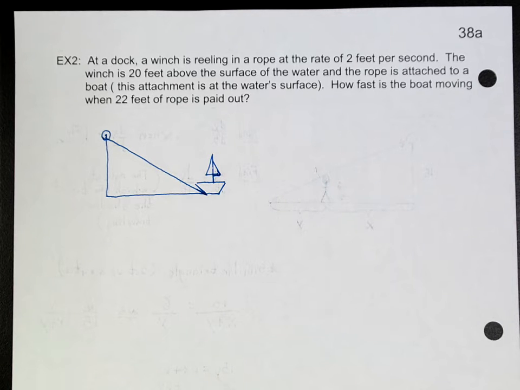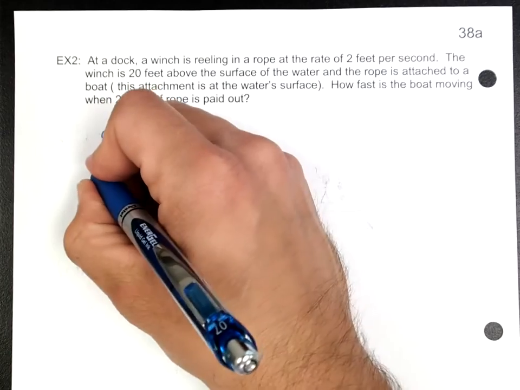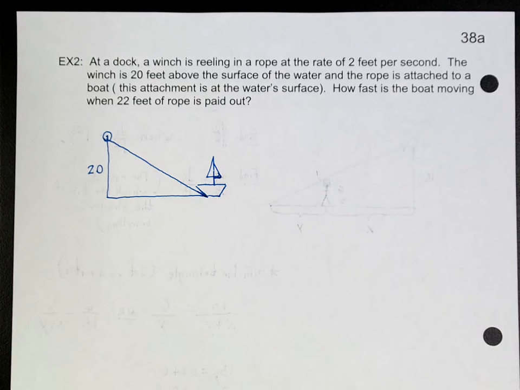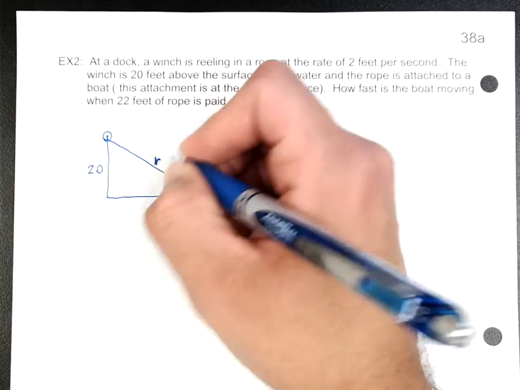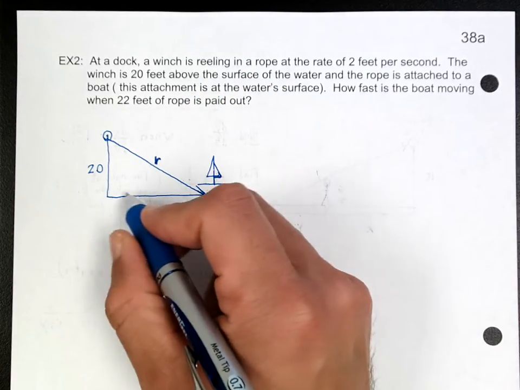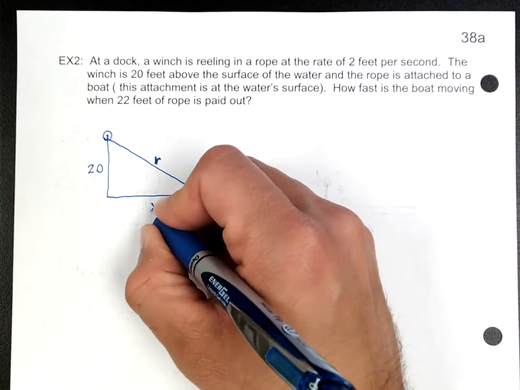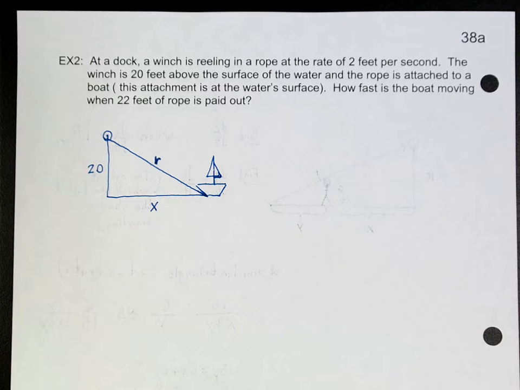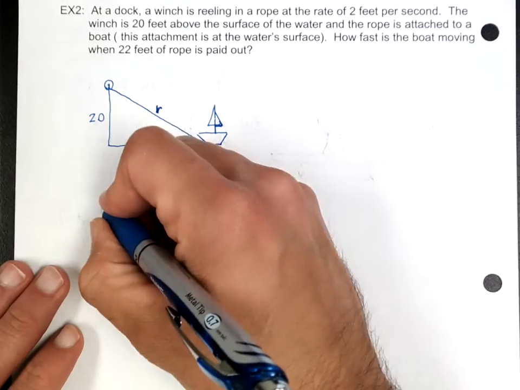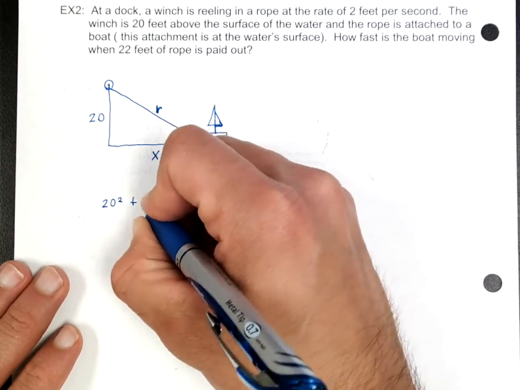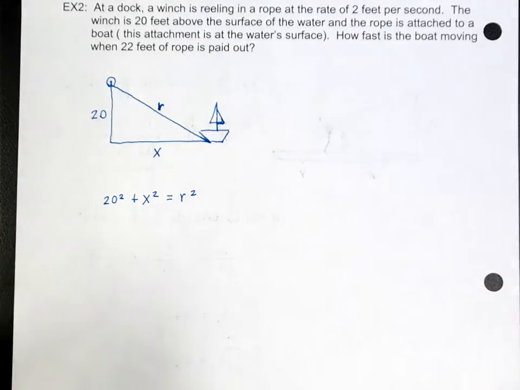What's not going to change is this number. The winch is always going to be at 20, so I write a constant. The rope is going to change over time, so I'm going to write this as R. And this distance between the boat and the dock I'm going to name X. You can call it anything you like. The formula that relates these things together is the Pythagorean theorem, so I will have 20 squared plus x squared is equal to r squared. Remember the mistake a lot of kids made is that they try to plug in the 22 right away. Don't do that.